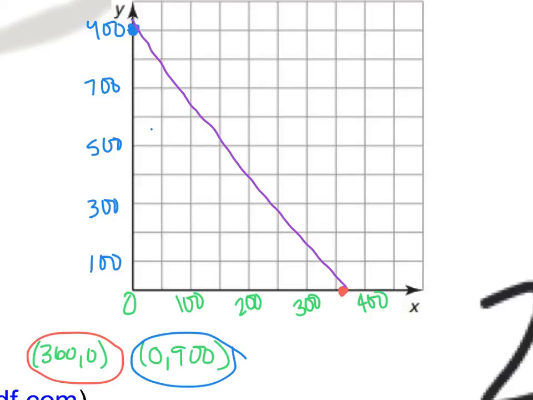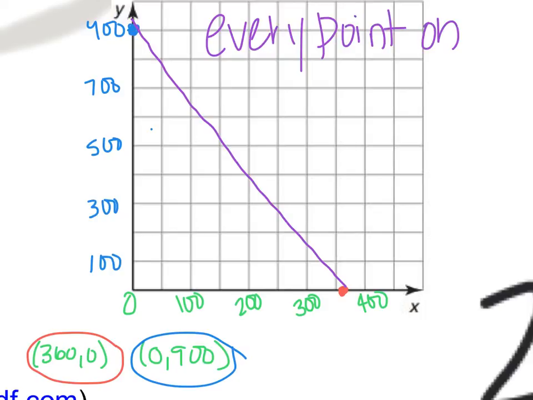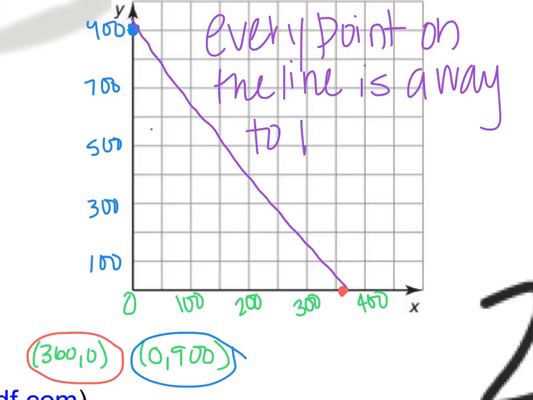And what I want you to understand is that every point on the line is a way to make $9,000. Every point on this line is a different way to make $9,000. Now, it's really hard to tell where these points are because it's so far zoomed out, but every single point, that's exactly what it does.